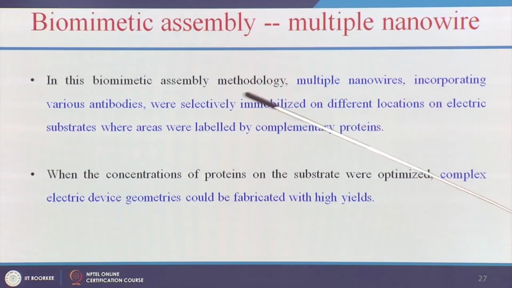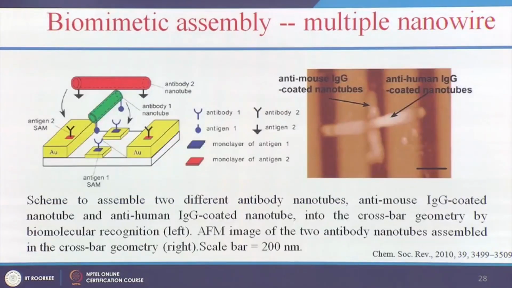Okay. So, let us see another example, biomimetic assembly of multiple nanowires. We can use the biomimetic assembly methodology, and multiple nanowires with various antibodies can be immobilized at different locations on electric substrates. Okay. So, let us see how it can be made.